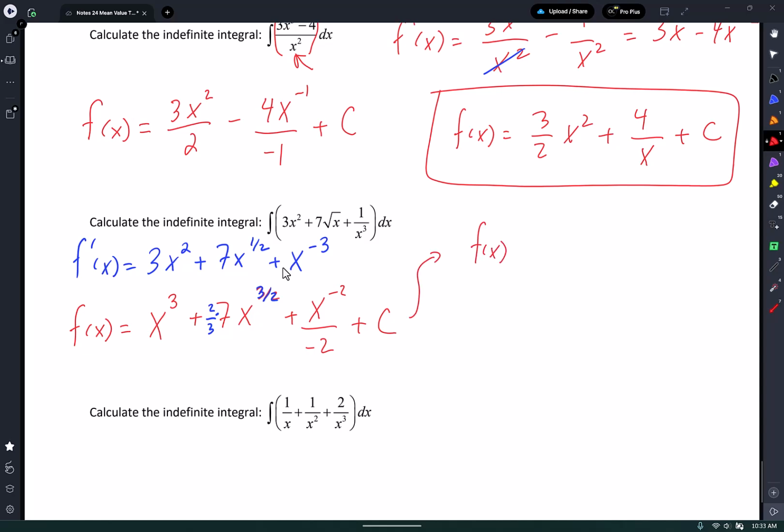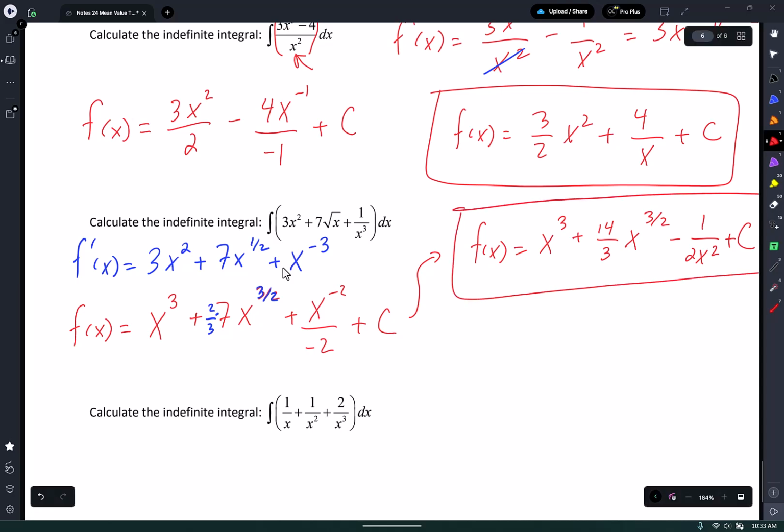F of x is equal to x to the cube. Let's leave it alone, x to the cube. What is 7 times 2? 14. So all right, plus 14 over 3x to the 3/2. You can also say square root of x cubed, but I like it like that. Minus 1 over 2x squared plus c. I think we're good. I don't see any issues.